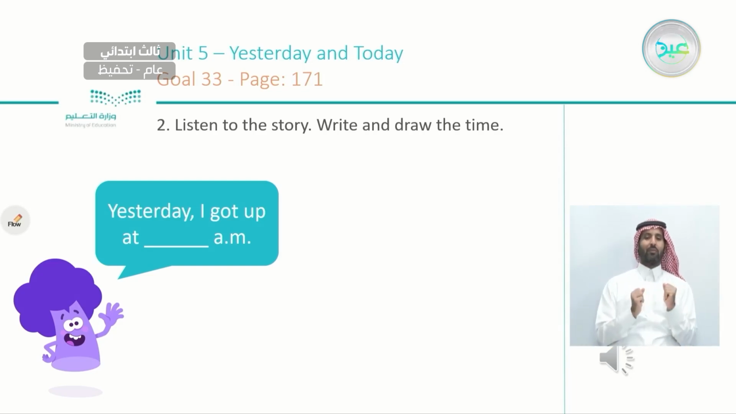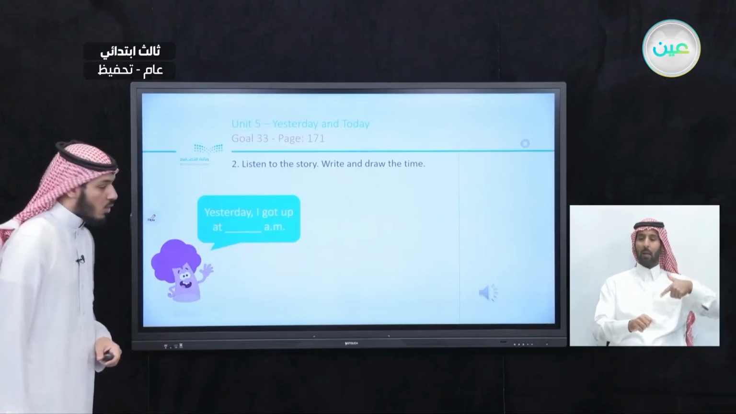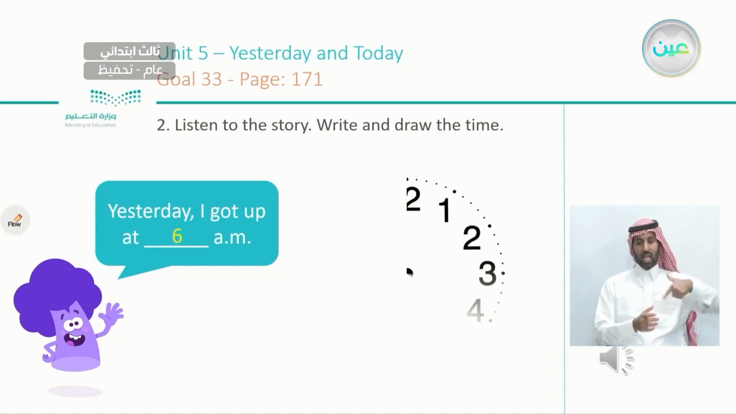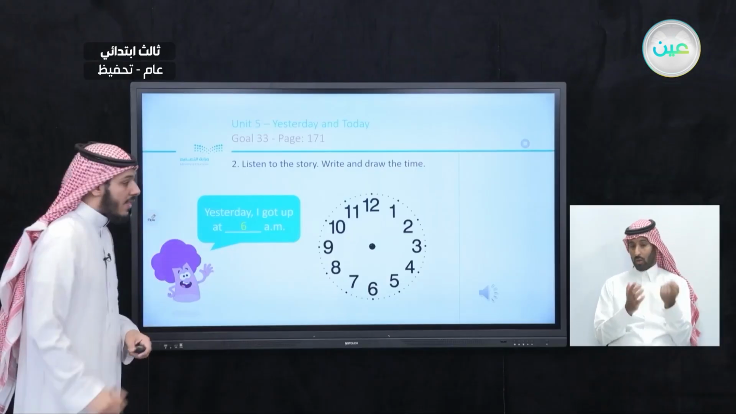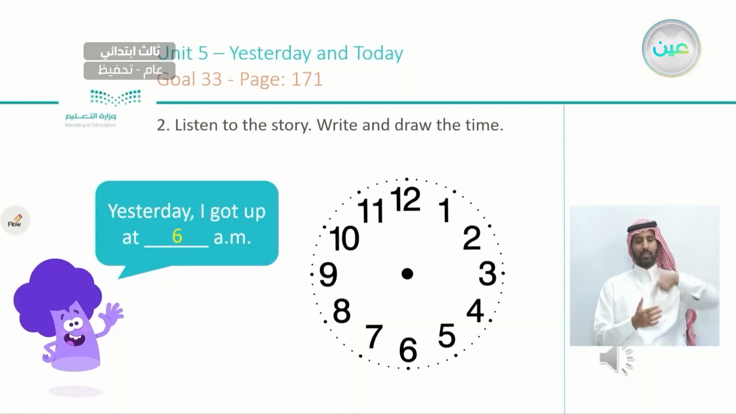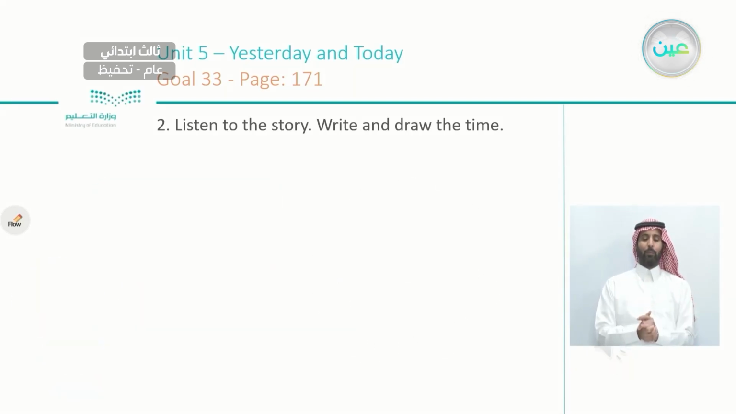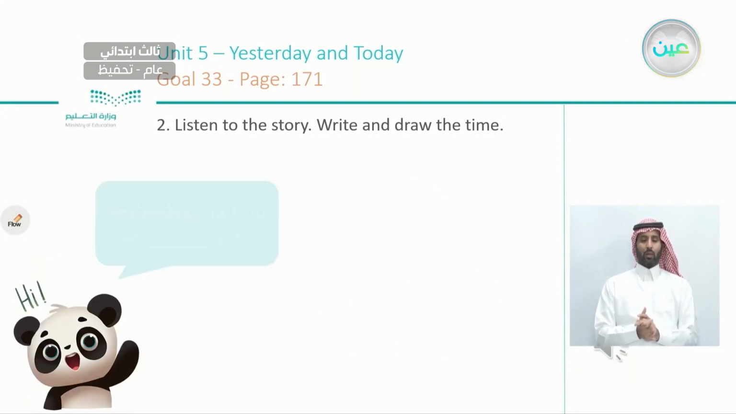Okay, what was the time? Excellent. So we have 6 here. Okay, now let's draw the hands here. So 6, this is 6, the short one, and the long one here. Excellent. Okay. After that, we have this character.